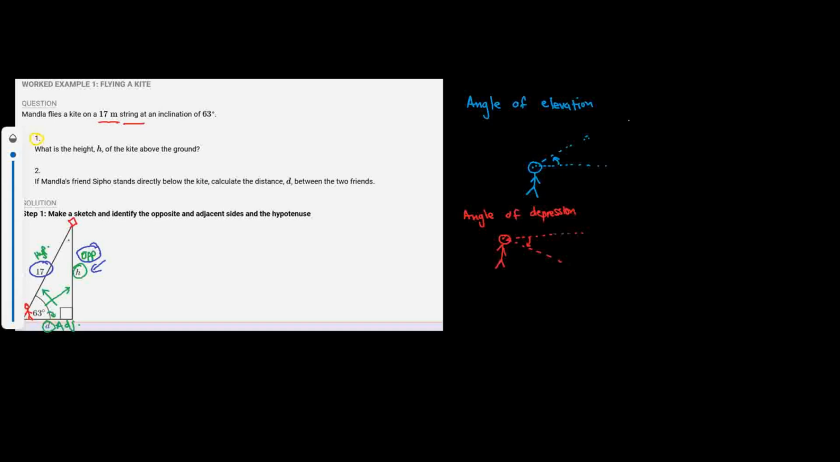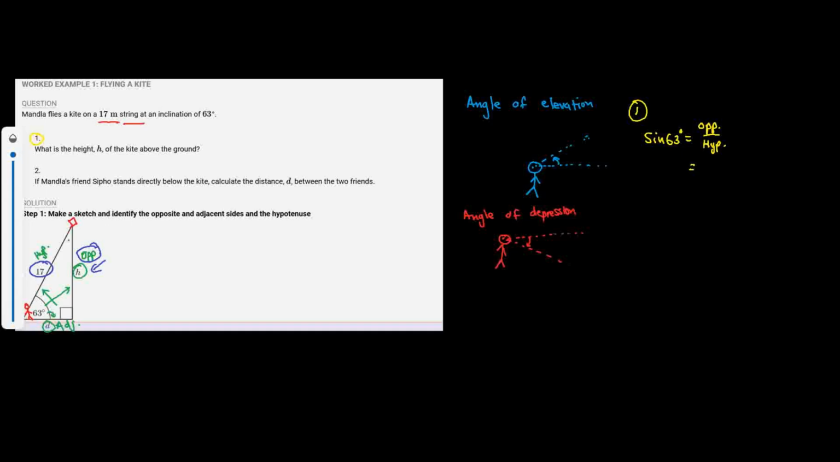So let's answer question 1 here together. I'm using the ratio that involves the opposite and the hypotenuse. And going back to SOH CAH TOA, which trig ratio from the three? Let's not deal with the reciprocals for now. Which one of the three trig ratios would we use? We will, of course, use sine, because sine of 63 degrees is equal to the opposite over the hypotenuse.